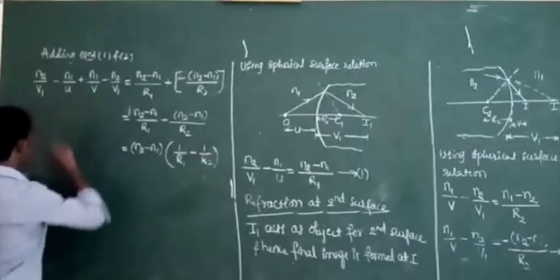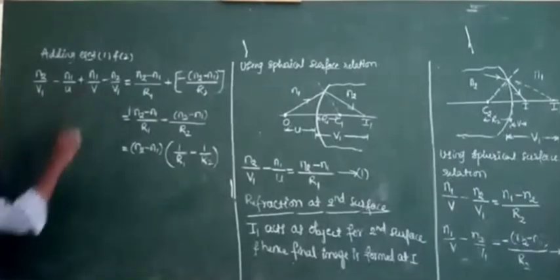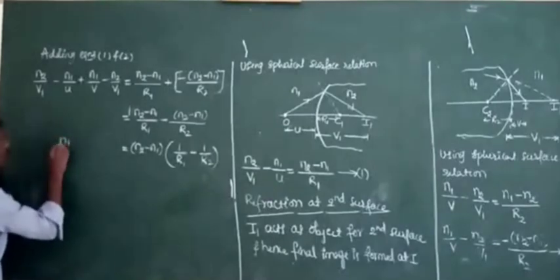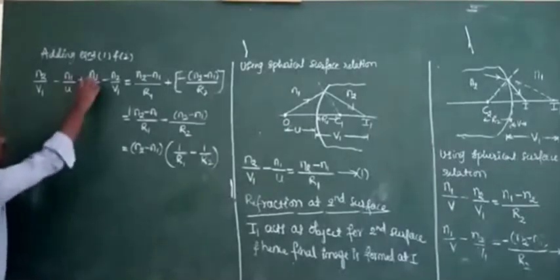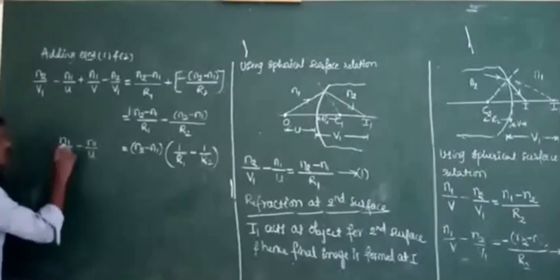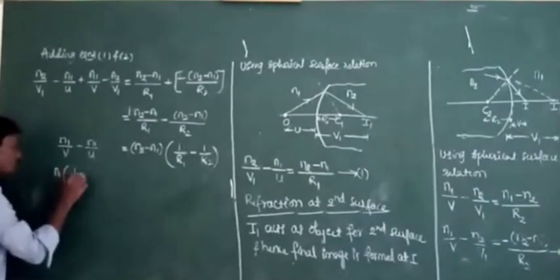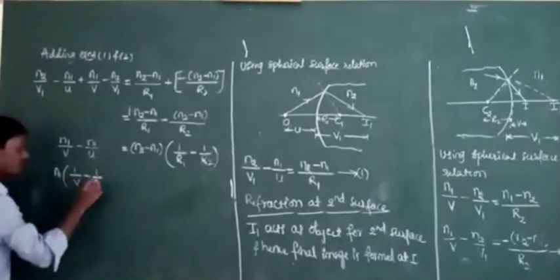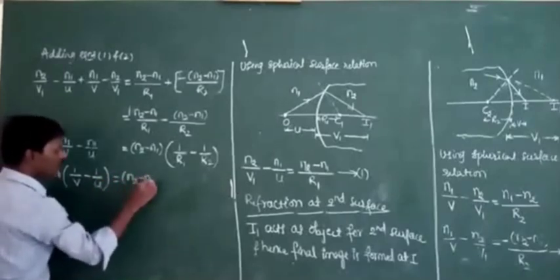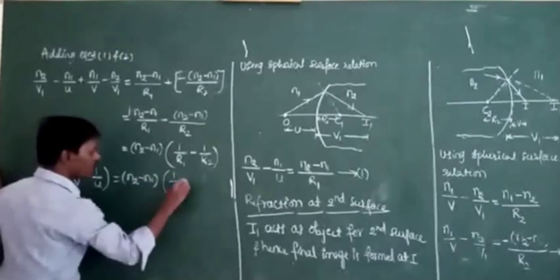Then on the left hand side, what gets cancelled? Let us check. The first term and last term get cancelled. Then N1 by V, I will write the positive term first, N1 by V minus N1 by U. N1 is common, so we take N1 as common: 1 by V minus 1 by U. That is equal to N2 minus N1 into 1 by R1 minus 1 by R2.